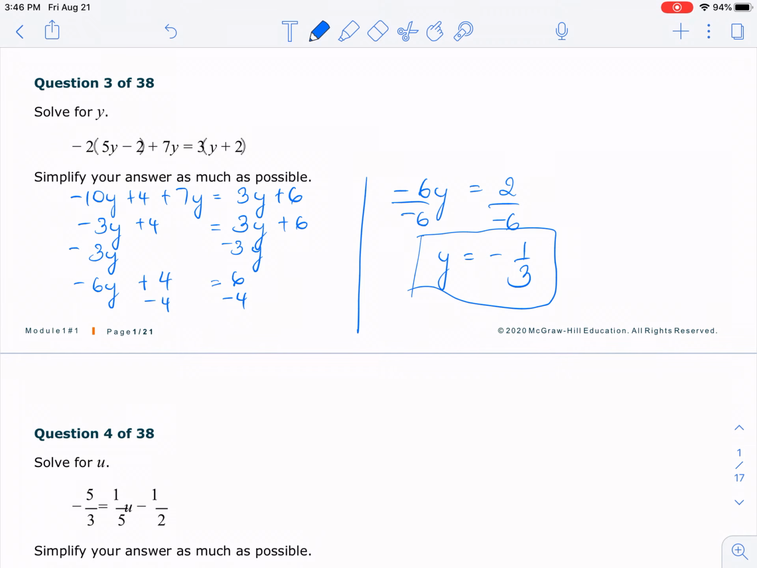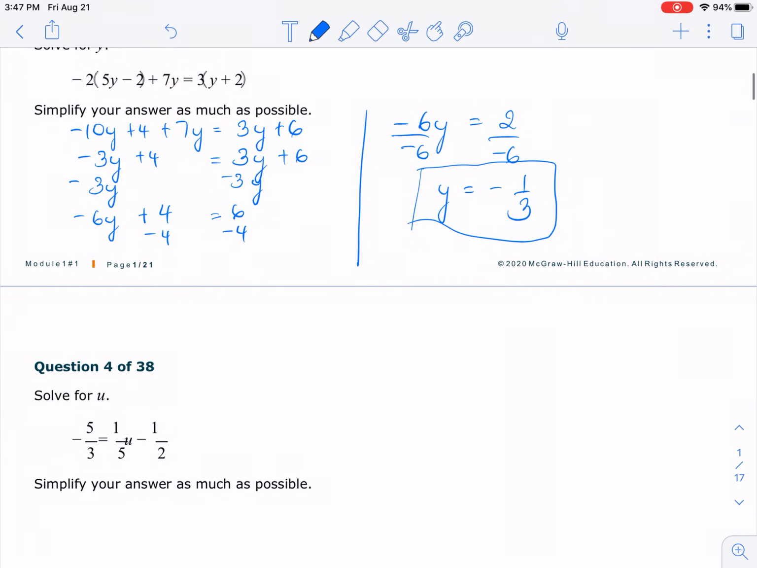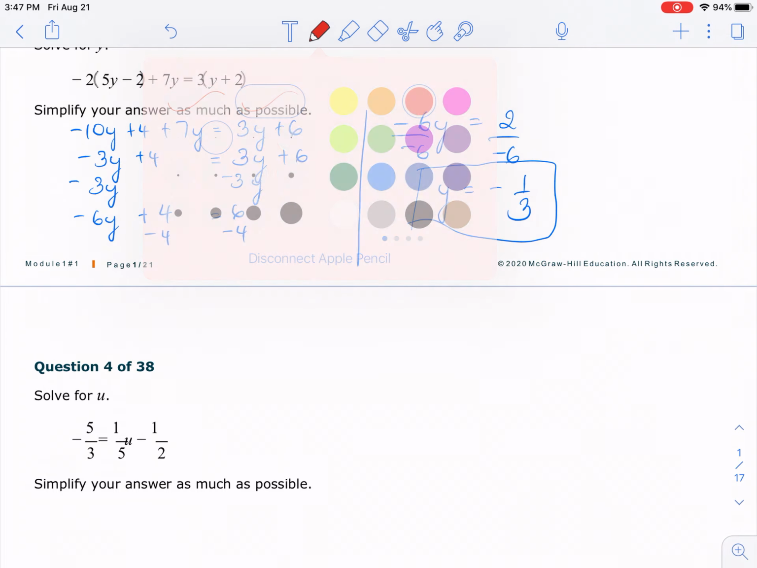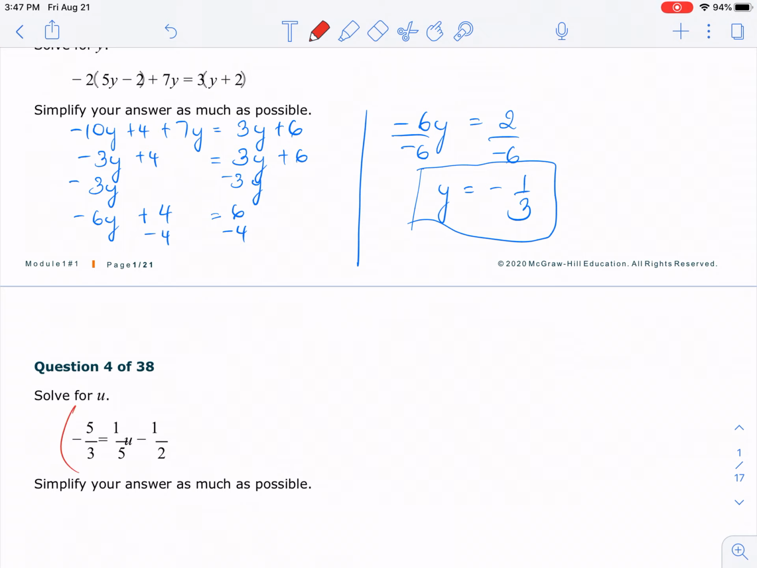Now, number 4. Number 4 is straightforward. However, I do want to remind you that every time you want to get rid of fractions, we can always multiply everything by the LCD. In this case, if you want to work with fractions, that's fine too. We follow the rules. But if you want to get rid of them, we multiply everything by the LCD. And in this case, the LCD would be 30. Don't forget you have to multiply everything by the LCD.